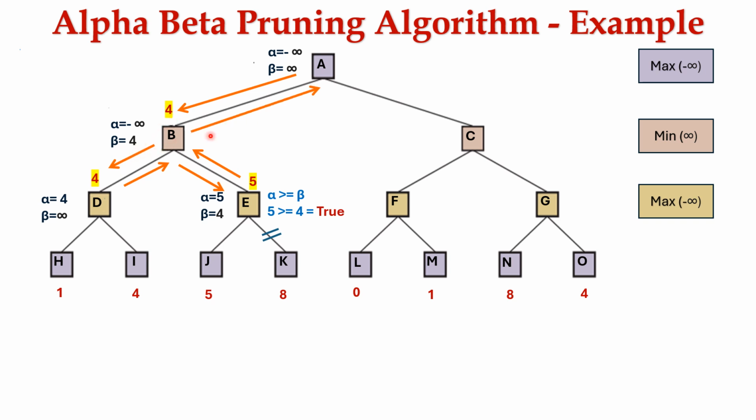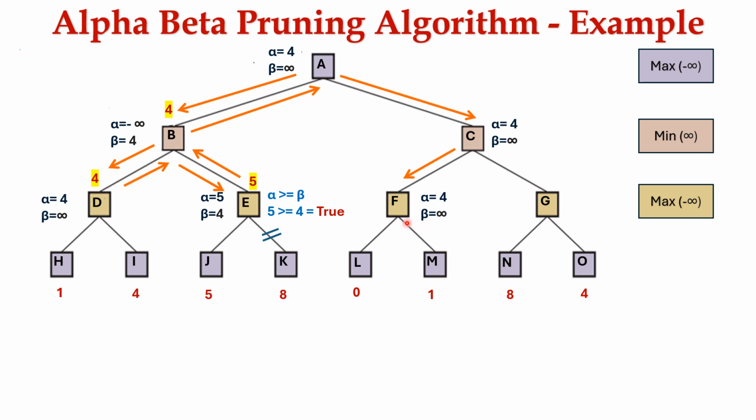Next, we backtrack to node A. We need to update alpha and beta values of node A. Since it is maximizing node, we need to update beta value 4 in node A's alpha value. From node A, we move to node C, and it is initialized with alpha equivalent to 4 and beta equivalent to infinity. From node C, we move to node F. It is initialized with alpha equivalent to 4 and beta equivalent to infinity.